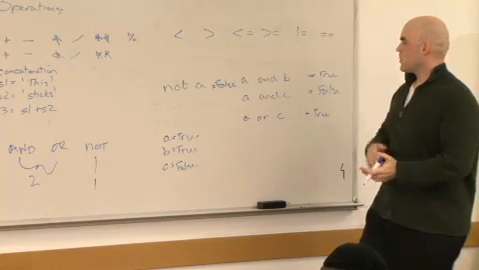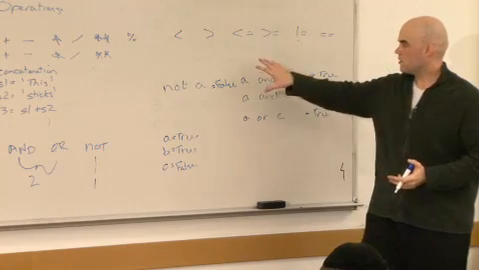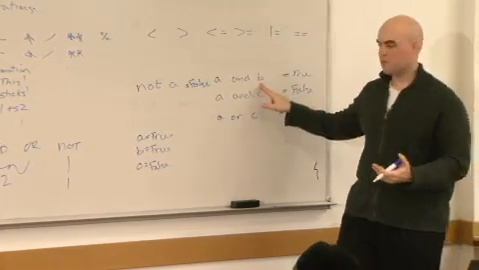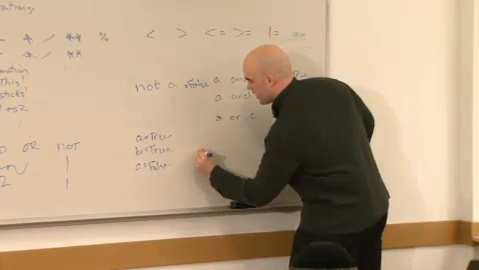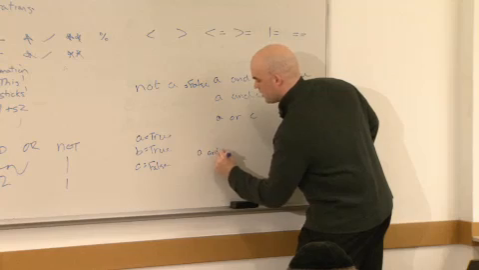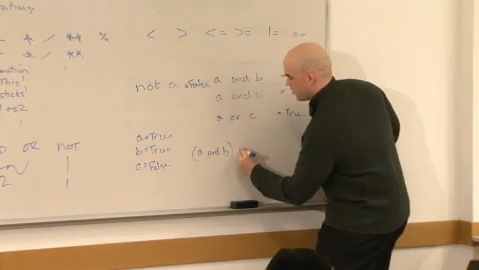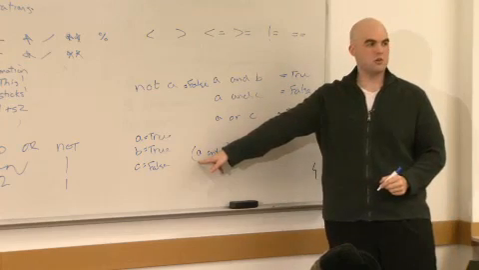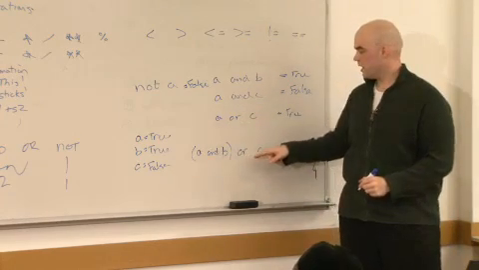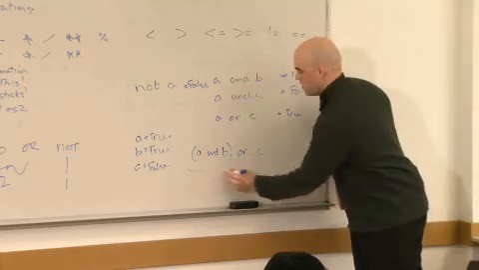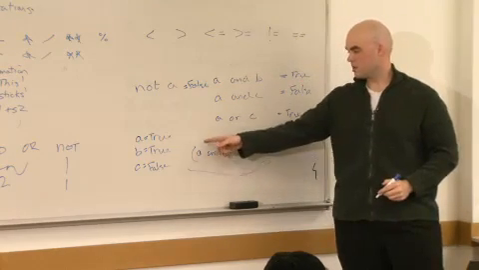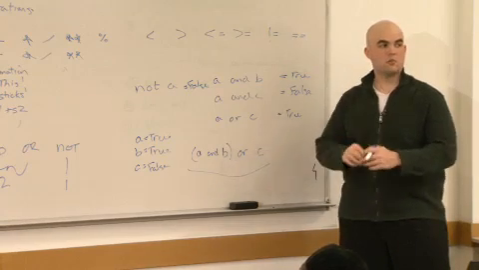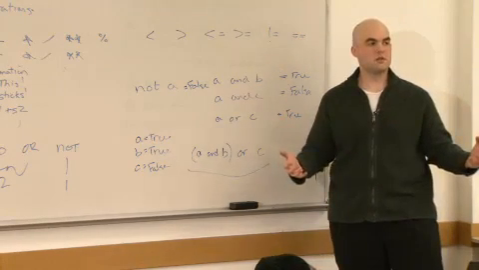Now we can combine these together. These are very simple expressions, but we can also combine them. So we can say A and B or C, right? If both A and B are true, then this becomes true. And then this entire expression becomes true if this part is true or this part is true. So you can build up pretty complicated expressions.